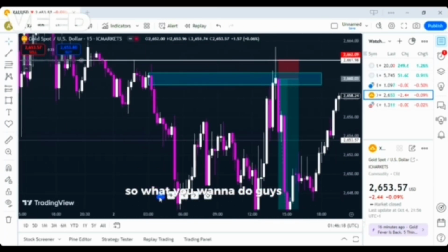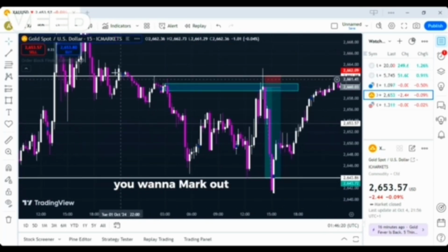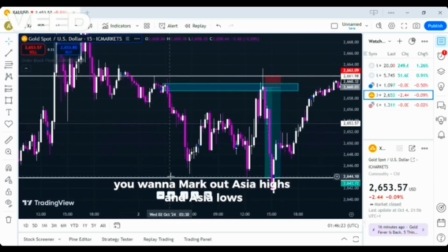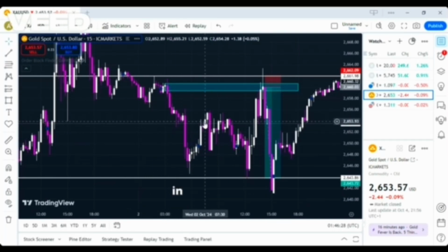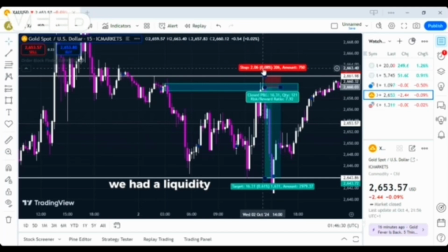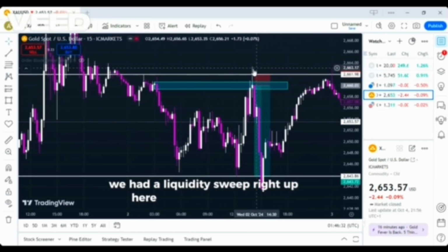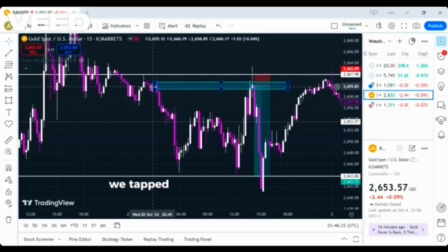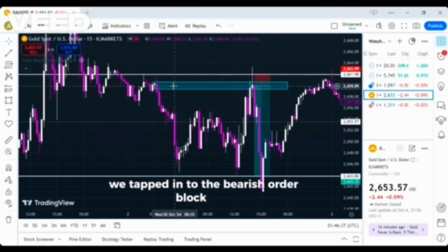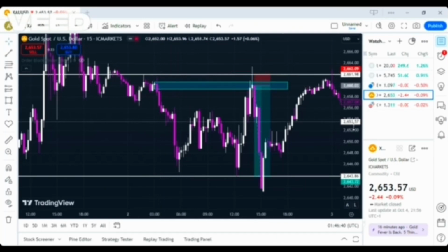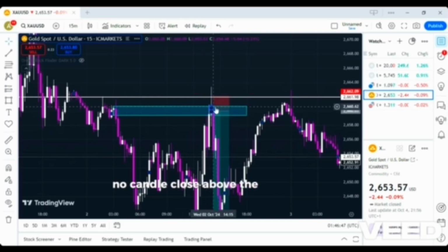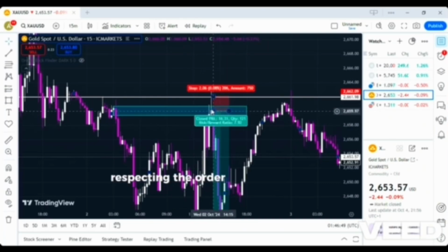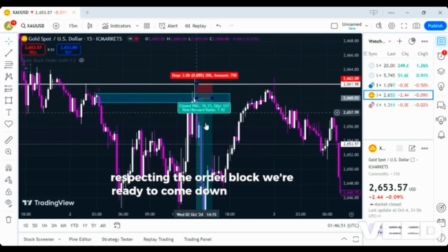So what you want to do, guys, you want to mark out Asia highs and Asia lows. And the next step is wait for some sort of liquidity sweep. In this case, we had a liquidity sweep right up here. And what did that do? We tapped in to the bearish order block here, giving me a massive strong rejection just based off these wicks here. No candle close above the order block, showing me we're respecting the order block. We're ready to come down.